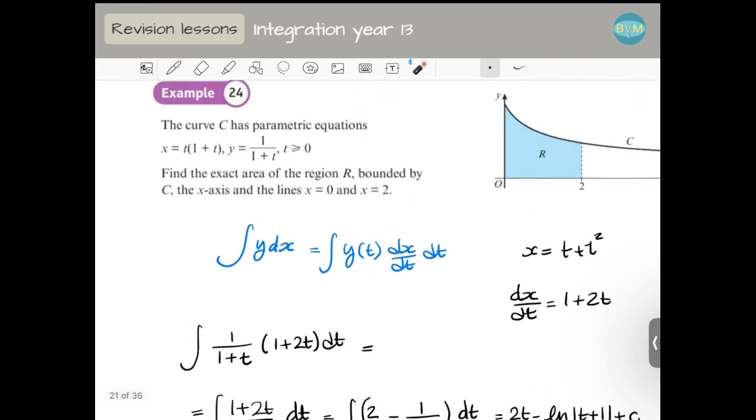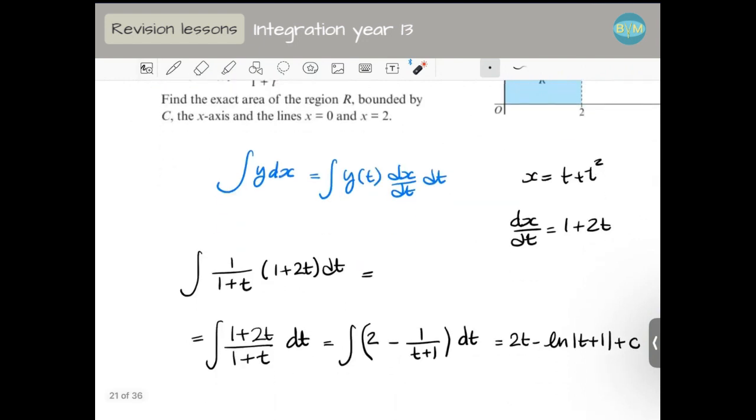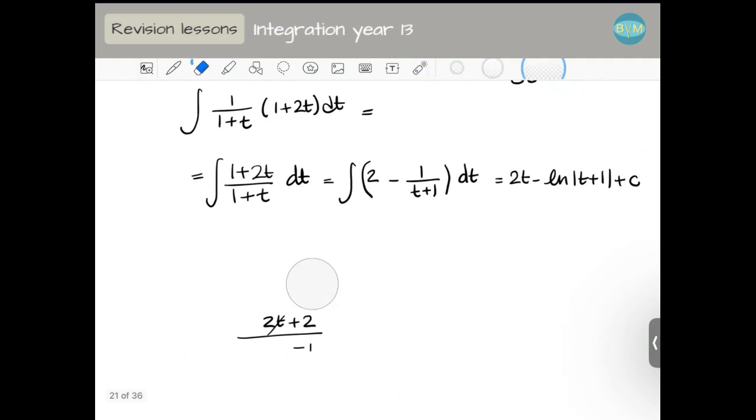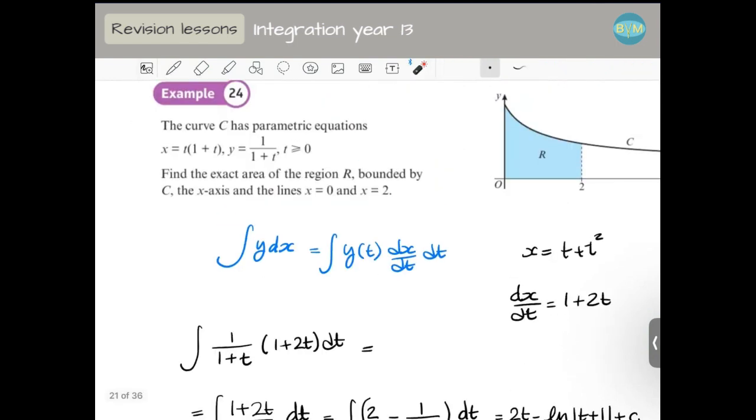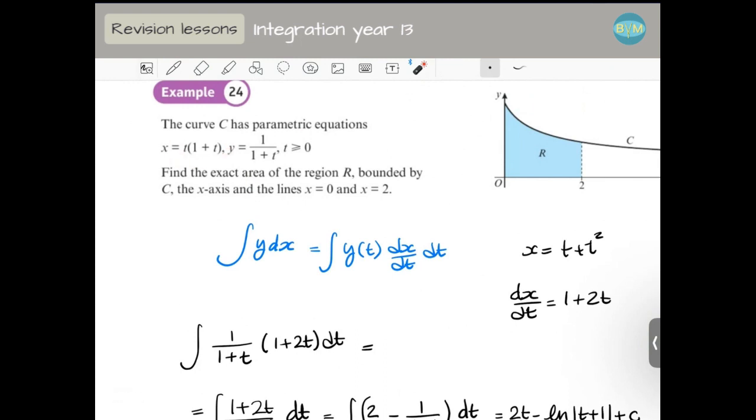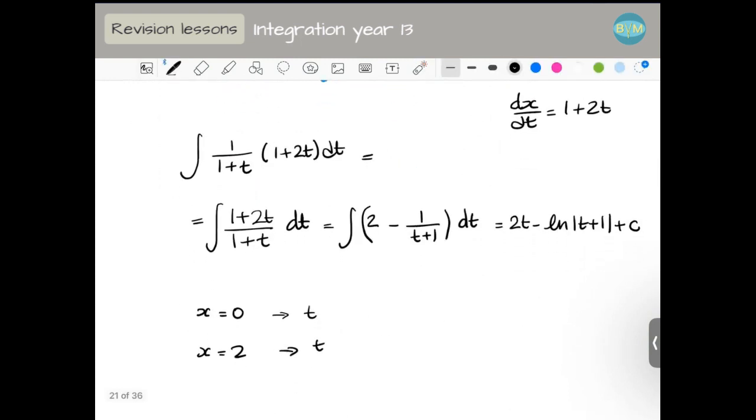If you have limits of integration, instead of integrating between 0 and 2, you have to integrate between the values of t. So we have to choose what they are. When x is 0, what is t? And when x is 2, what is t? I know that x is this function here, t plus t squared, so x is t times 1 plus t.